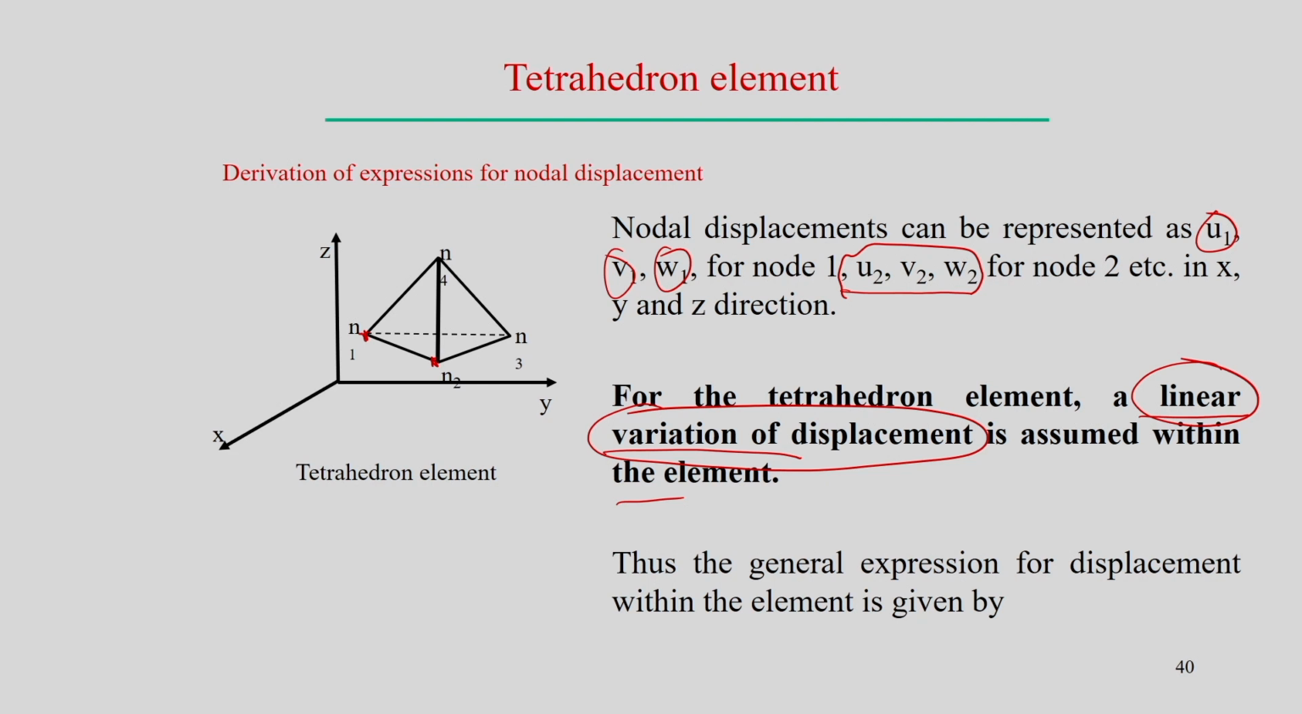So, in this case we are assuming the simple linear variation of the displacement field. Therefore, defining the 2 node points is sufficient to represent the displacement field in a finite element based model.